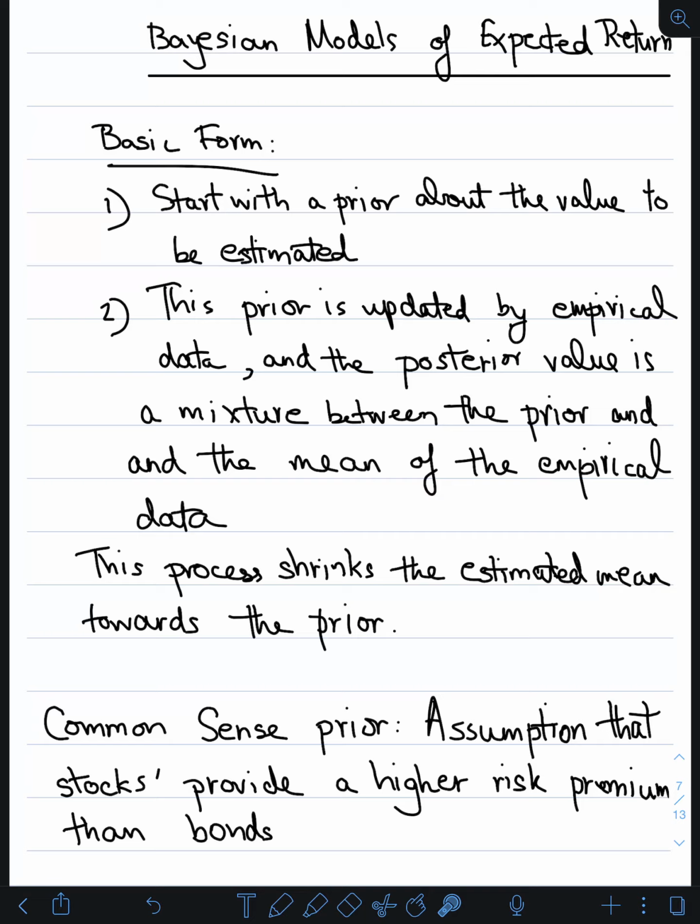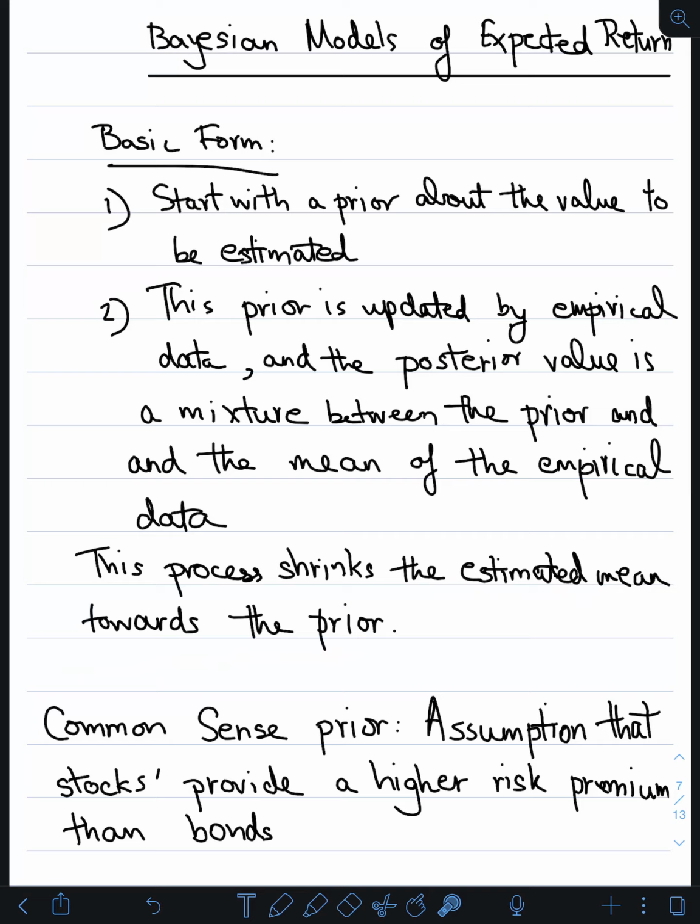Okay, so we take a prior, which is some previous belief, we add in some data, we update all our models, and then we obtain a posterior, which is what we're going to use to forecast future values. Okay, so this process actually shrinks the estimated mean of the data towards the prior. We're combining both the mean of the empirical data with prior beliefs, and we update our model, and that sort of shrinks the mean towards the prior.